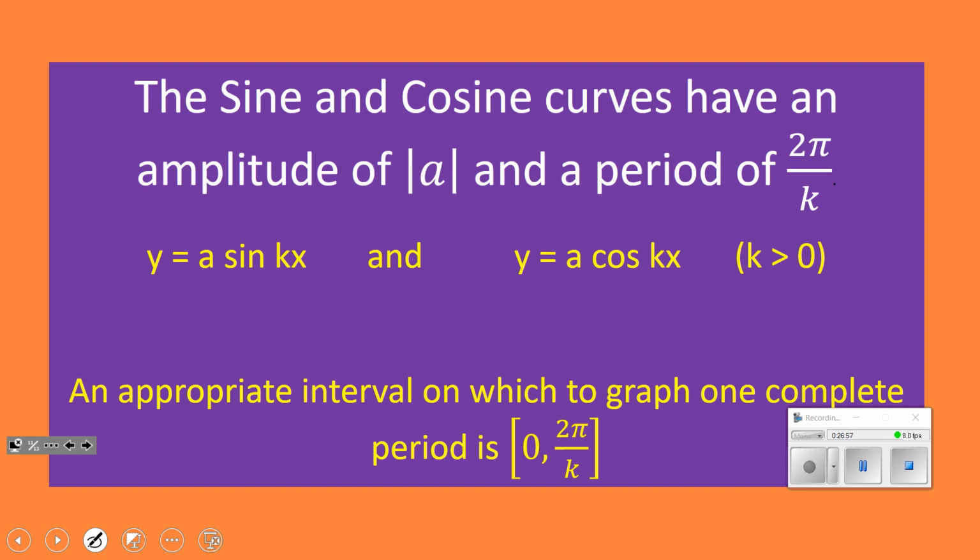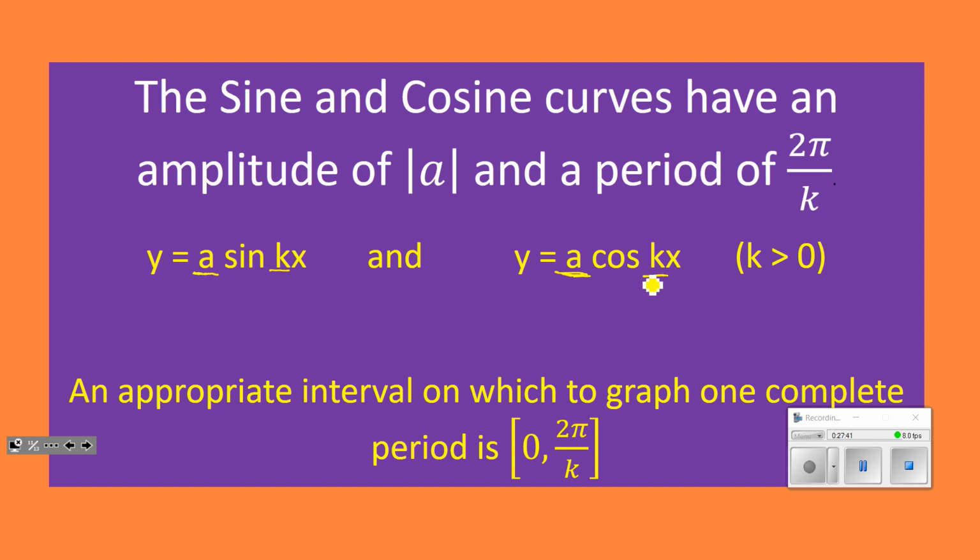So let's talk about sine and cosine waves. They have an amplitude of the absolute value of A. They have a period of 2 pi over k. The A is going to be the number in front of the function. Okay? The k is going to be the number in front of the x. So what did I tell you? A period to me says one complete wave. I can make one complete wave.